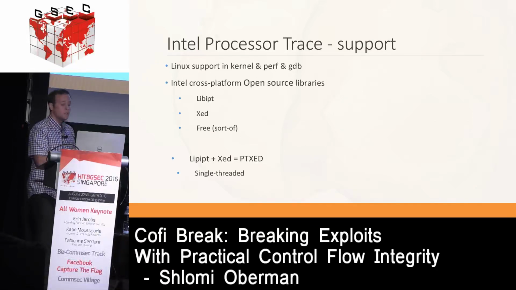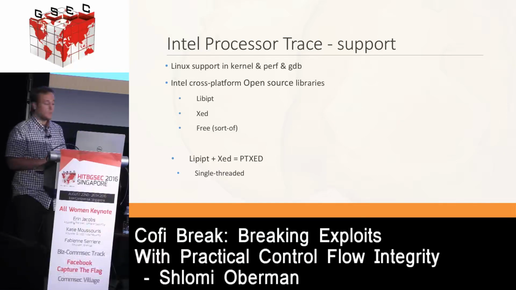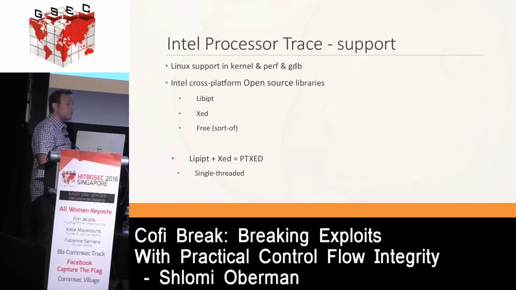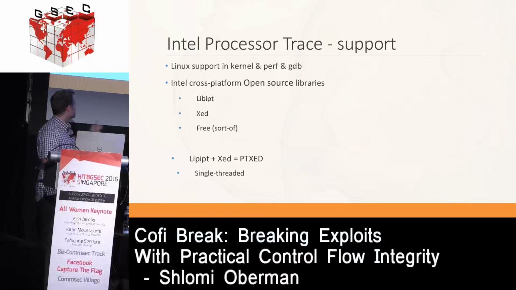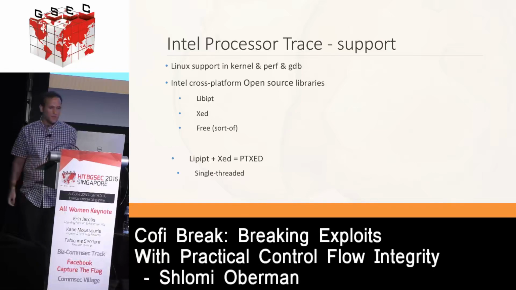So, when we want to analyze Intel PT, you can see that Intel supplies quite a lot of support. There's Linux support in the kernel, in perf and in GDB for Intel PT, mostly written by Intel or some Intel-affiliated people. Some open source libraries, such as libipt for analyzing processor trace. Xed is a disassembler, an Intel disassembler that can be used. Which makes sense. I never knew Intel had a disassembler, but it does make sense. And both of these are free software, more or less.